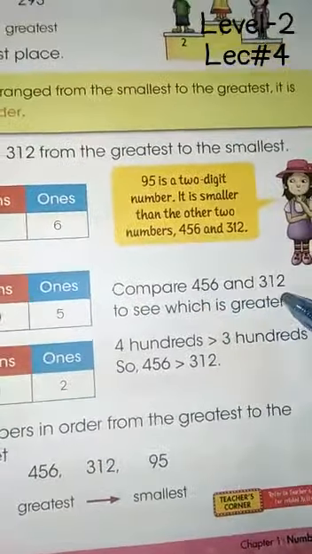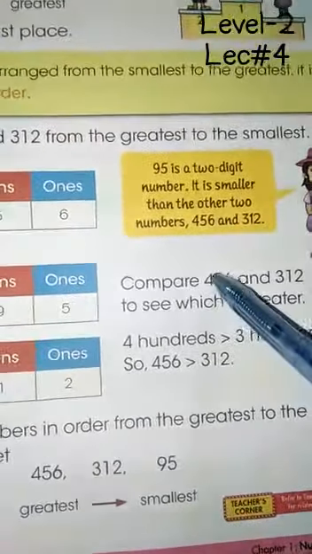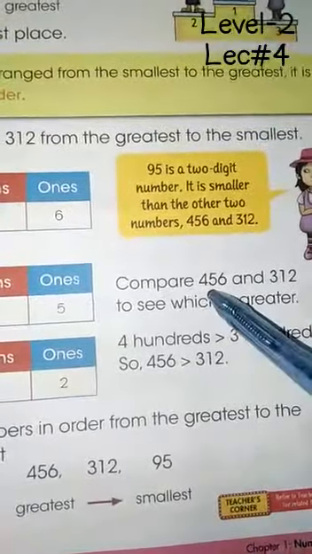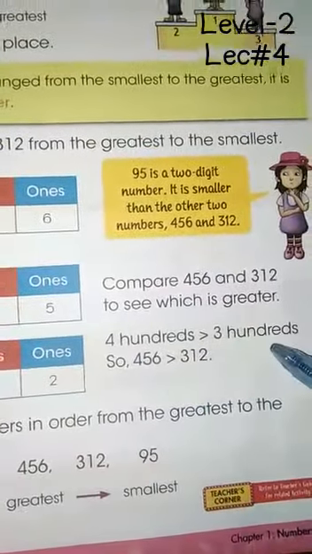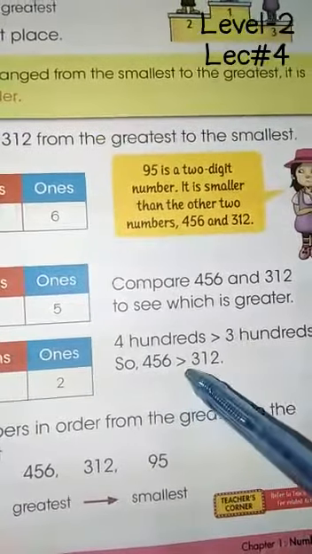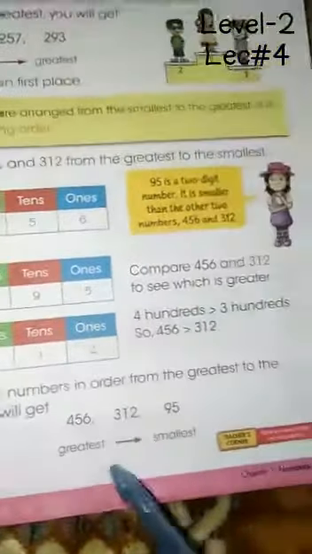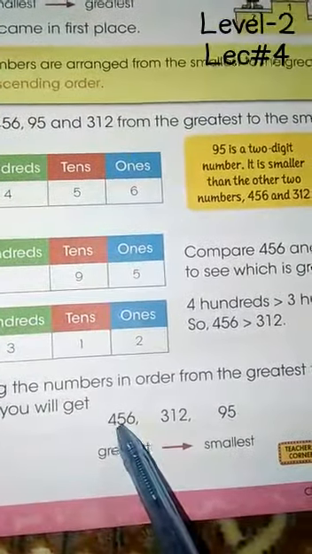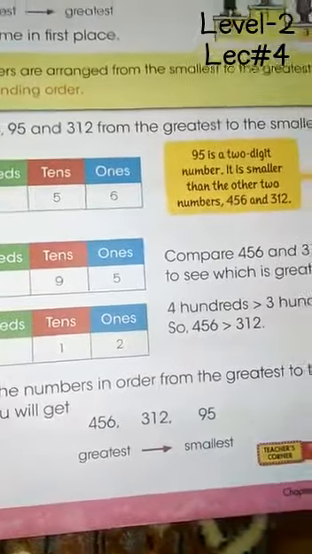Now compare 456 and 312 to see which is greater. So we will first compare the hundreds. We will compare 3 and 4 in the hundreds place. 400 is greater than 300, so 456 is greater than 312. So arranging the numbers from greatest to smallest, we will get 456 is the greatest and 95 is the smallest.